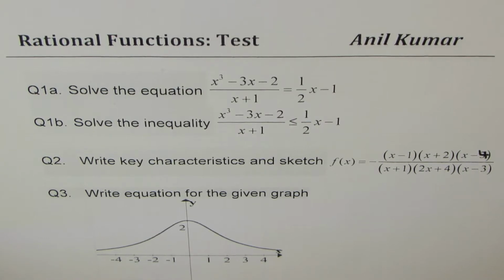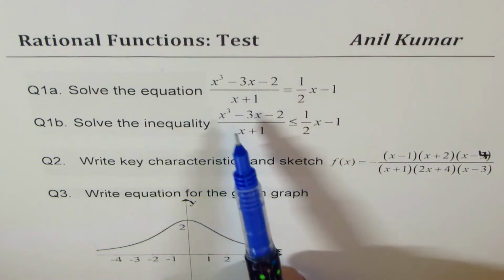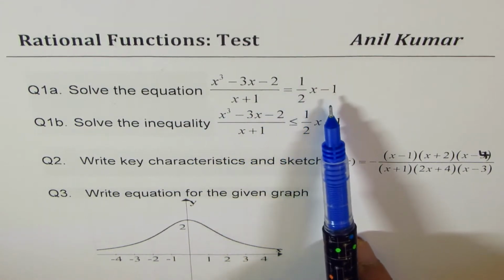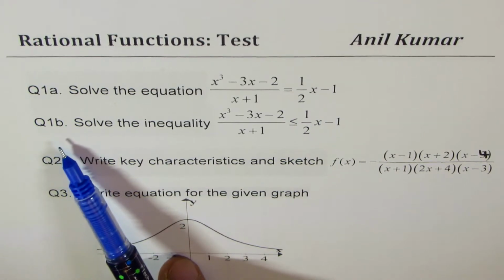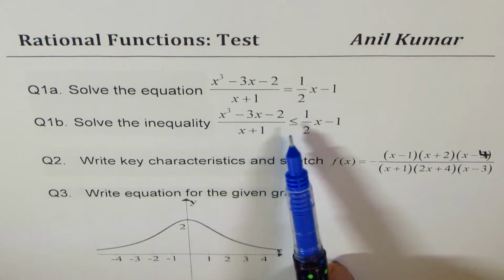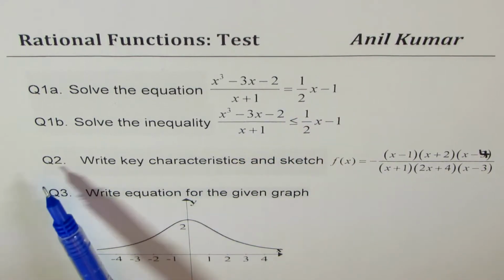Question 1a. Solve the equation (x cubed minus 3x minus 2) divided by (x plus 1) equals 2, half x minus 1. Part B is solve the inequality, same equation, instead of equal to, less than or equal to.